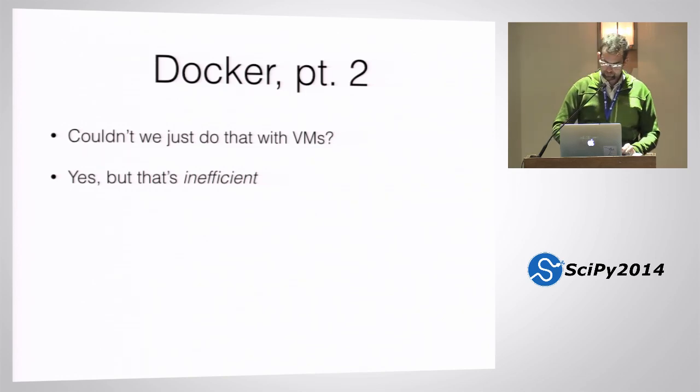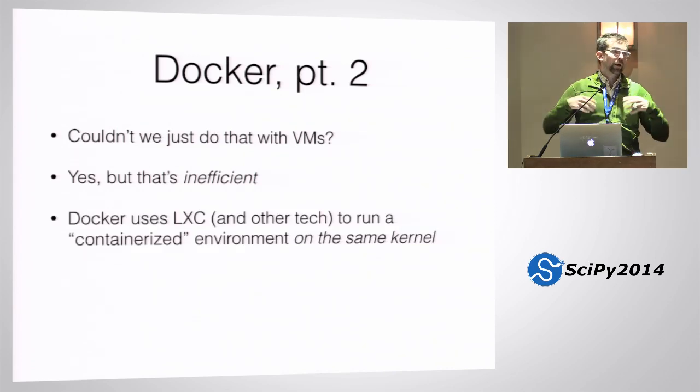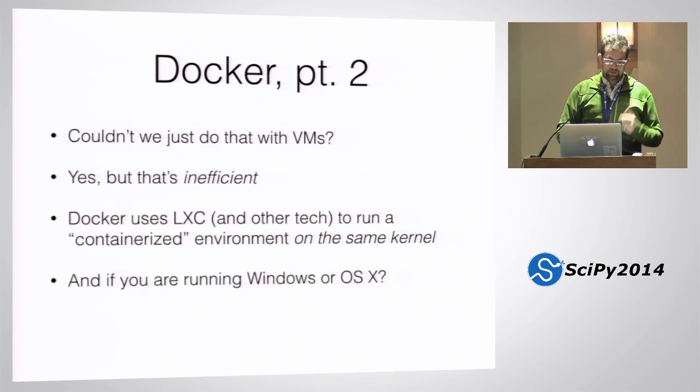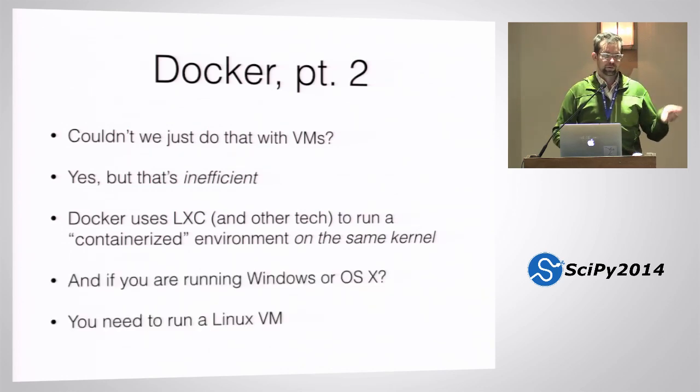Okay. Thank you. So Docker, actually, if you have a Linux machine running on bare metal, right, that means it's not virtualized at all. Docker uses LXC, that's Linux containers, and other technology to run on the same kernel. So it has very little overhead. But unfortunately, if you're running Windows and OS X, you still need to run a Linux VM.